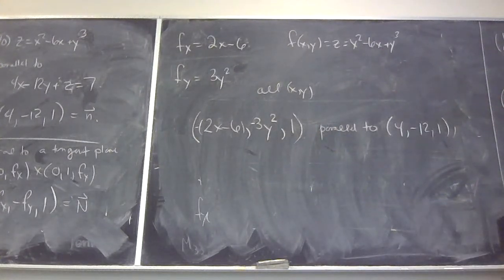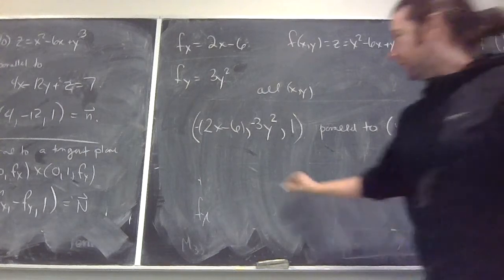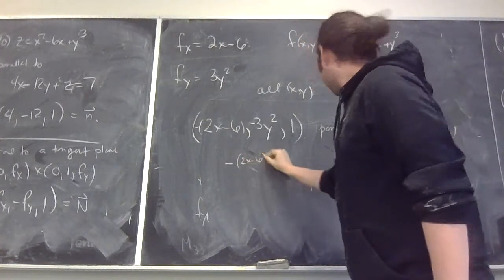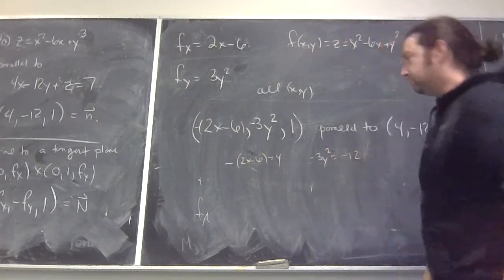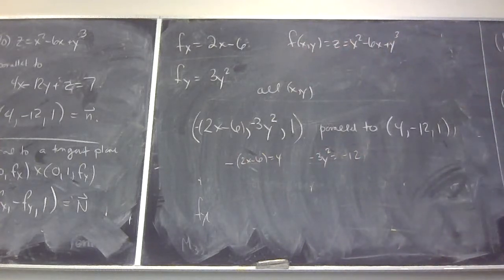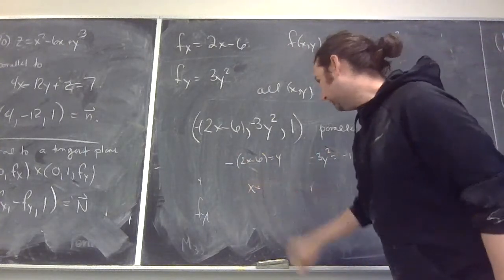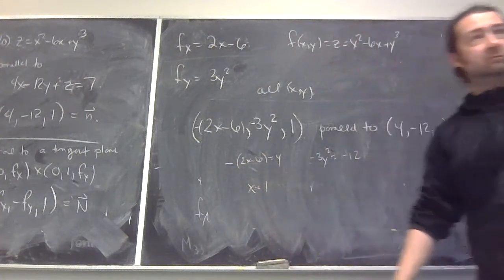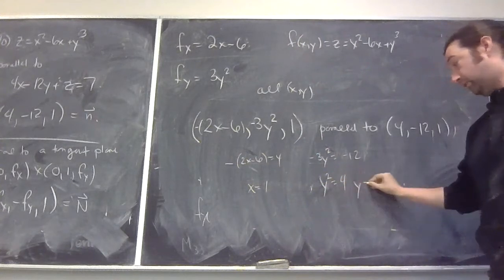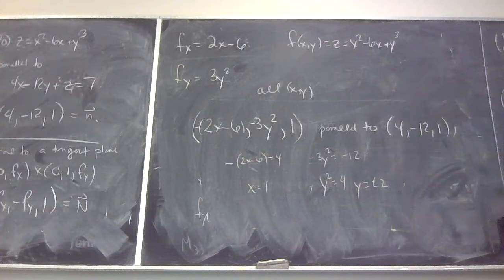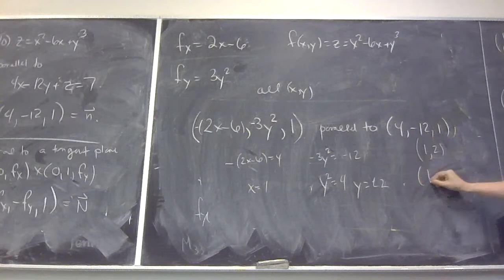Okay, so what are the values that make this work? Minus 2x minus 6 is equal to 4, minus 3y squared is equal to minus 12. So x had better be equal to minus 1. And there's a couple of y values though, right? Y is equal to plus or minus 2. So as long as all of that holds simultaneously, we're going to get the same normal vector out, which means that there's two places where that happens. The point 1, 2 and the point 1, minus 2.